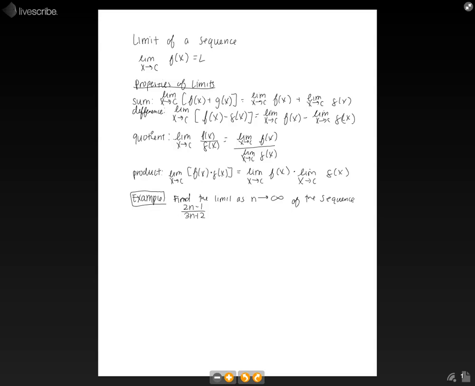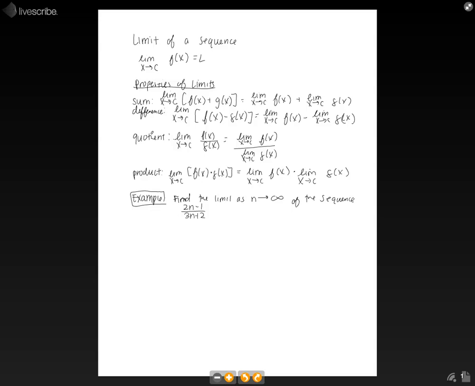So I've listed some properties of limits for the sum, difference, quotient, and product. For example, the sum says the limit as x approaches c of f(x) plus g(x) can also be written as the limit as x approaches c of f(x) plus the limit as x approaches c of g(x). And you can also do that with subtraction, division, and multiplication.